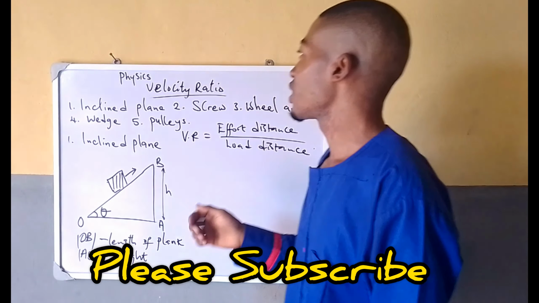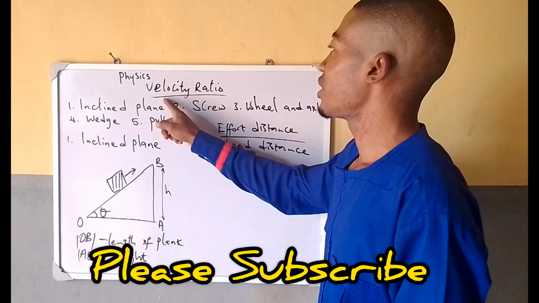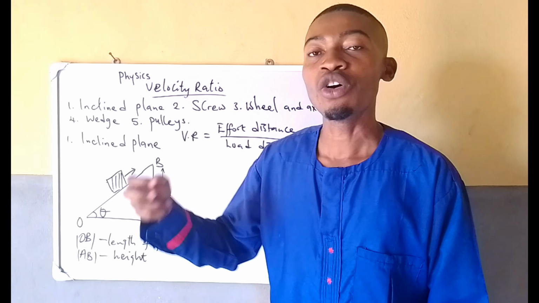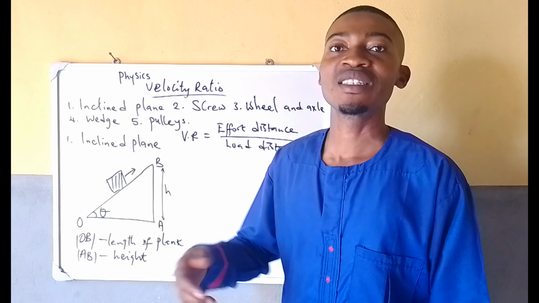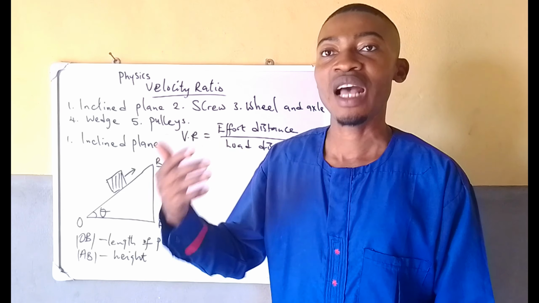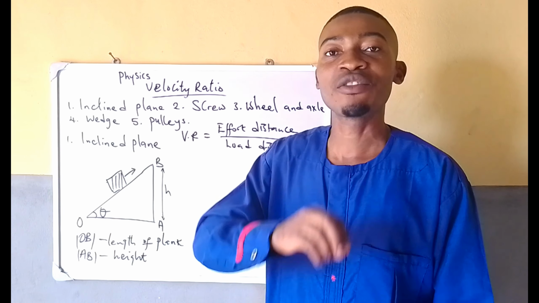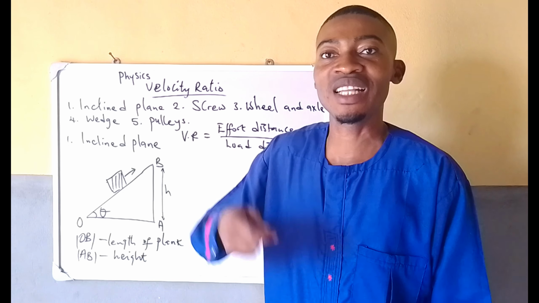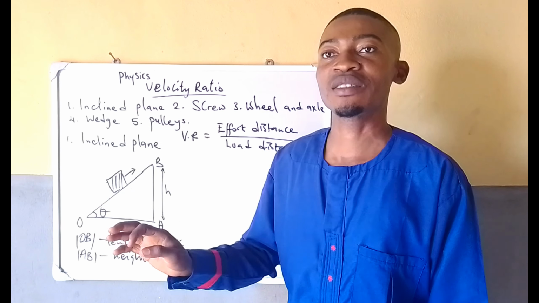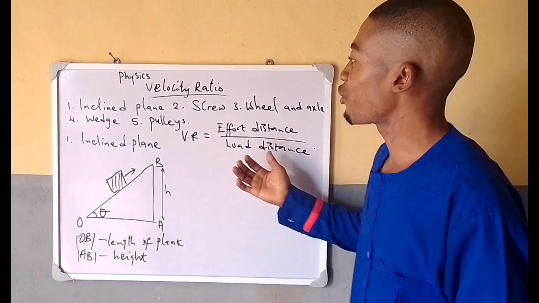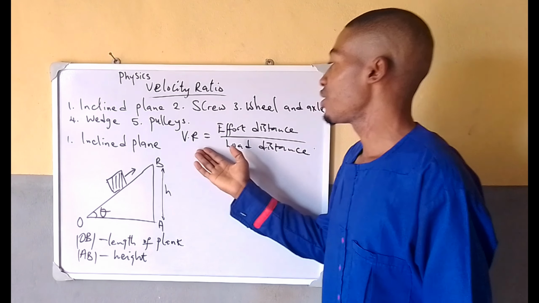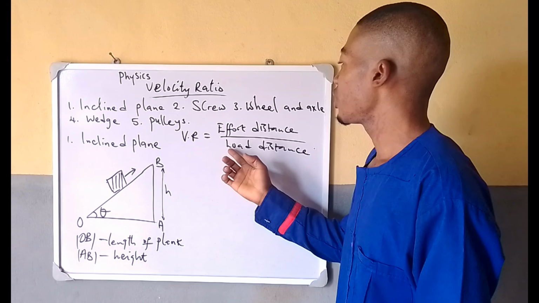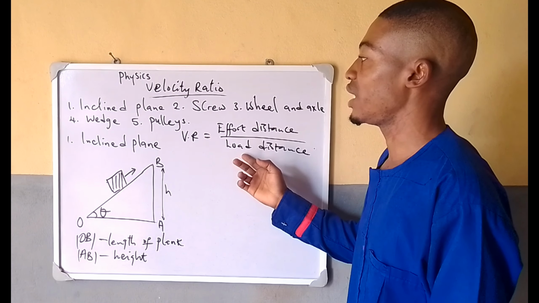But in today's class, we want to look specifically at the velocity ratio, how to calculate the velocity ratio of different machines. The reason being that different machines have different configurations, and from their configuration you'll be able to formulate a particular formula that is suitable for a particular machine. There is already a general formula for finding the velocity ratio of different machines, and that general formula is distance moved by the effort divided by distance moved by the load.